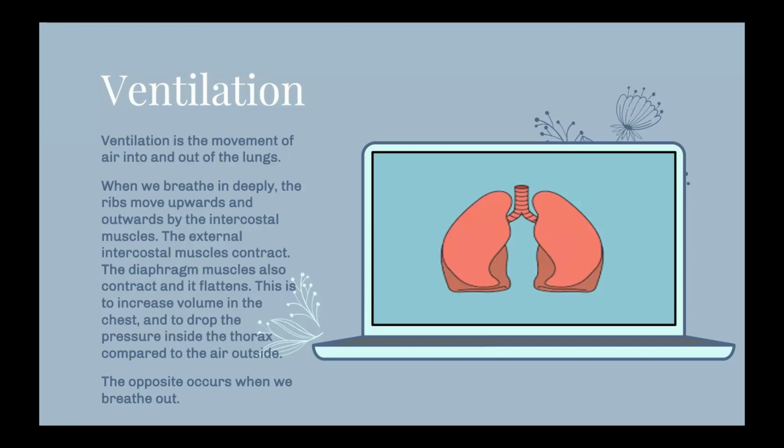Ventilation. Ventilation is the movement of air into and out of the lungs. When we breathe in deeply, the external intercostal muscles contract, which causes the ribs to move upwards and outwards. The diaphragm muscles also contract and it flattens. This causes an increase in the volume of the chest and a decrease in the pressure inside the thorax compared to the air outside. The opposite occurs when we breathe out.